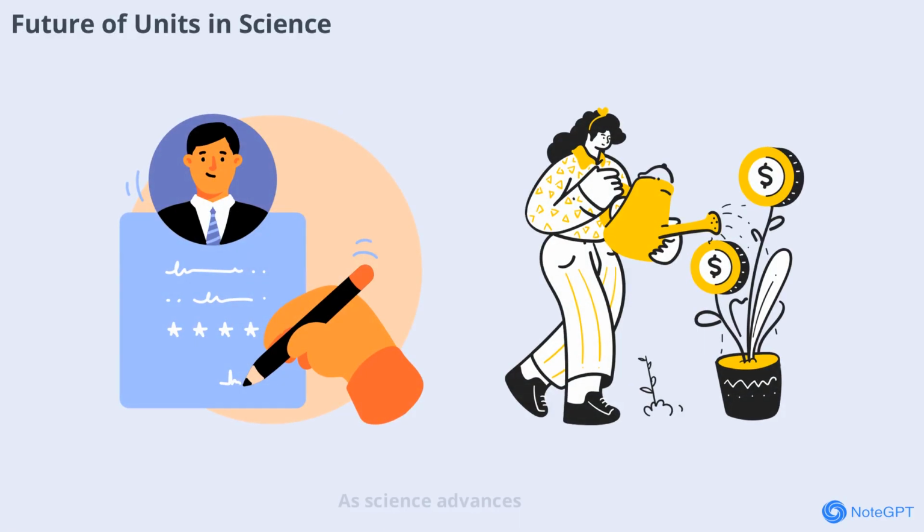As science advances, our understanding and definitions of units continue to evolve. New discoveries may lead to even more precise definitions, ensuring that units remain relevant and accurate. Staying informed about changes in units helps scientists and students stay at the forefront of research and innovation.